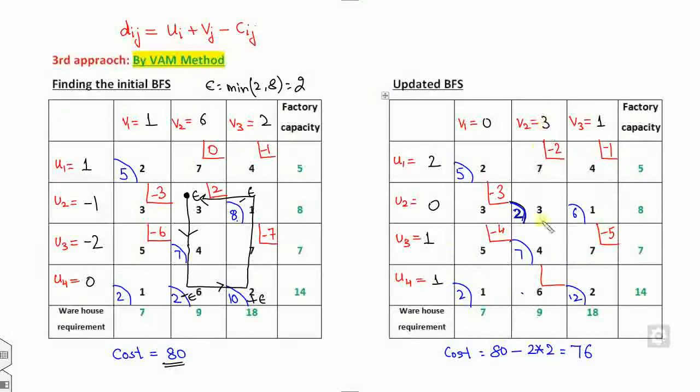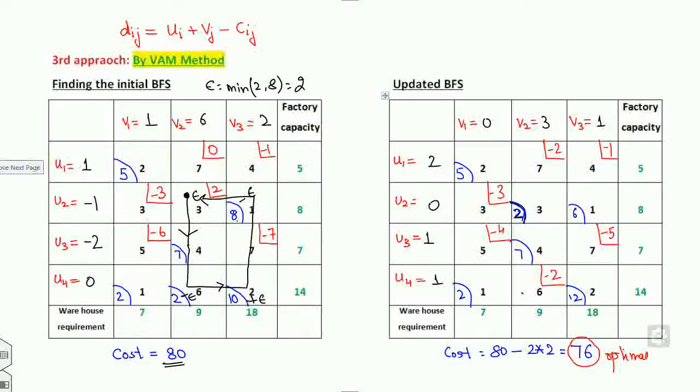And the last values are there. 1 plus 3 is 4. So look at that, all values are less than 0. So it means this 76 is my optimal one, and the answers remain the same, that is 5, 2 and so on. So this is the common problem I solved with the help of the Northwest, least cost and VAM methods.